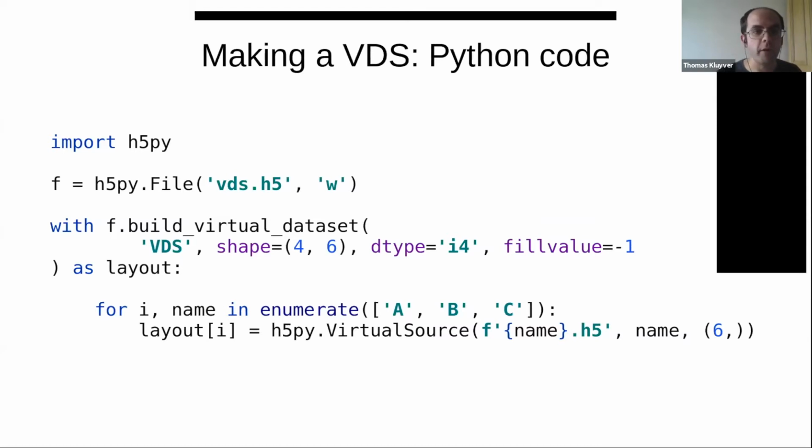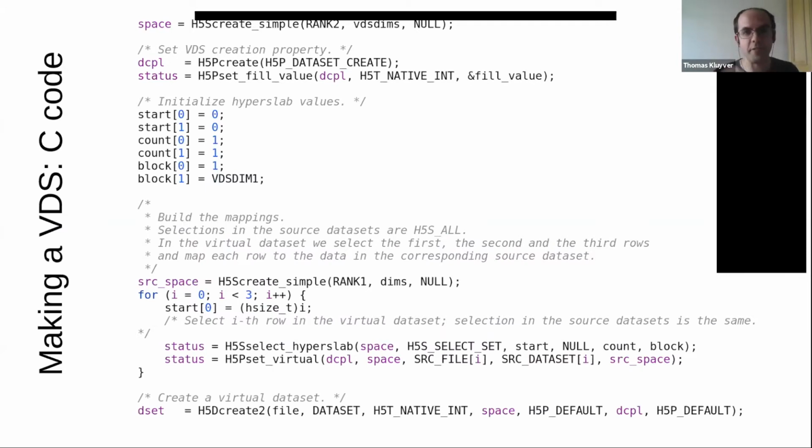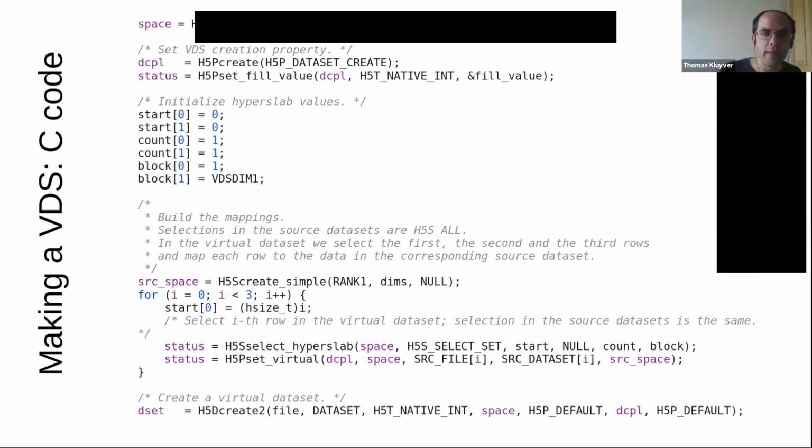And just for contrast, that's the complete Python code to make a virtual data set with these three sources. This is part of the C code to do the same thing, and don't try to read that now because I'm going to move on in a moment, but the idea is just to show that it's a lot more concise in Python, and as you can probably see, this isn't even the complete C code. There's other bits that have to come first and afterwards, but this was the core of it, roughly equivalent to that Python code.